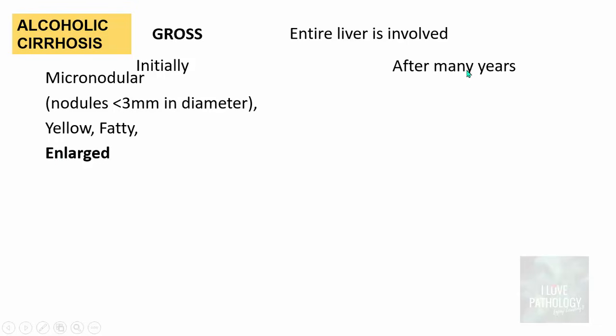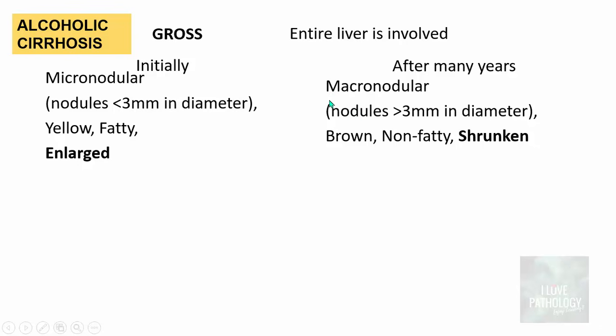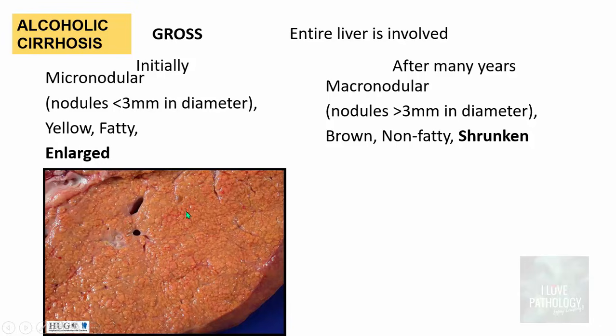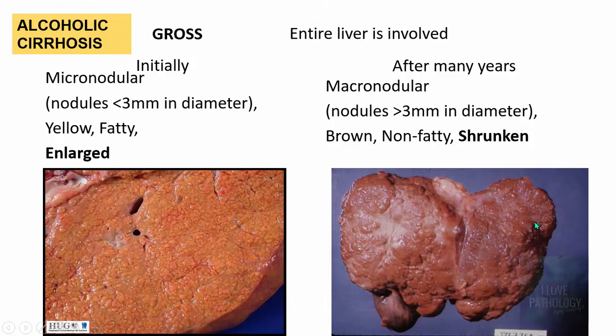Whereas in the later stages, after many years, the nodules tend to enlarge and are now referred to as macronodular, which means the nodules are more than 3 millimeters in diameter, and often the liver appears brown in color, which is most often non-fatty and shrunken. So this is the micronodular appearance, and this becomes macronodular. Yes, you can find micronodules as well. A mixture of micro and macronodular is often referred to as mixed nodular type of cirrhosis. So this is how the gross appearance of cirrhosis will be.